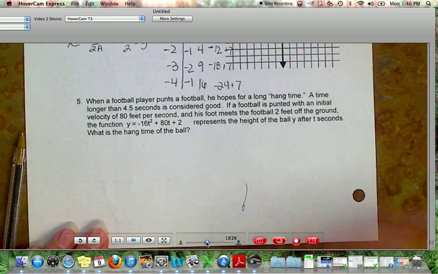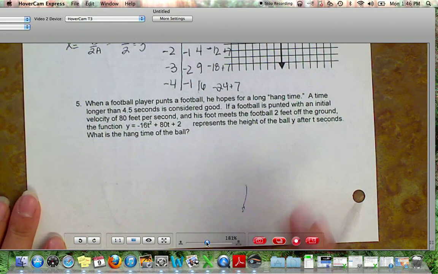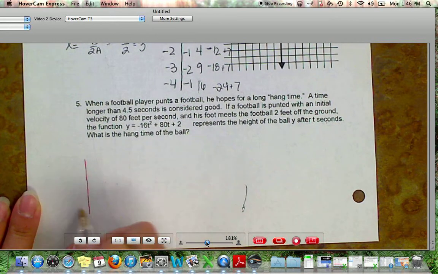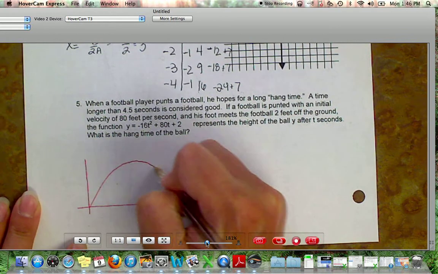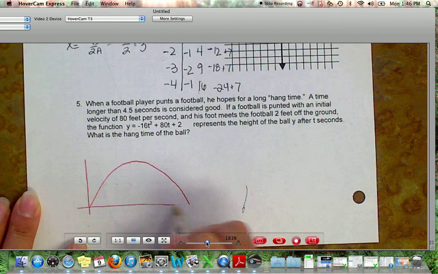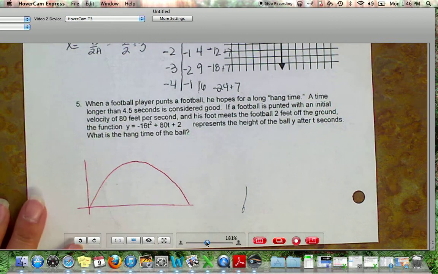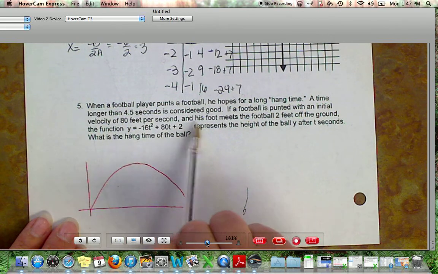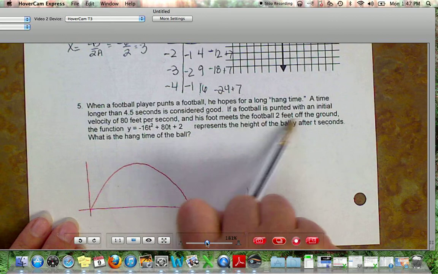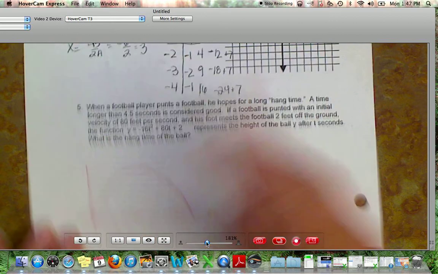When a football player punts a football, he hopes for a long hang time. So imagine, here's the football player, punts the football, goes, woo, and everything you throw in the air actually moves in a parabolic path. So we can apply that to a lot of things. So a time longer than 4.5 seconds is considered good. If a football is punted with initial velocity of 60 feet per second and his foot meets the football 2 feet off the ground, here's the function.